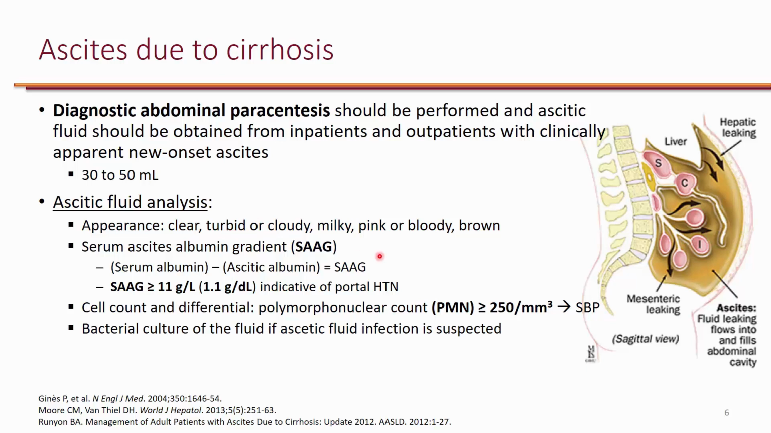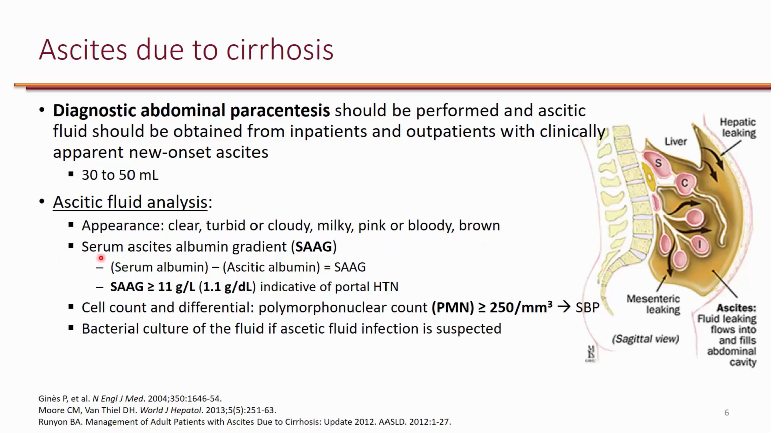It can also appear milky if there's a lot of triglyceride in there, because not all ascites are due to cirrhosis, but if it is, for example, due to biliary problems or pancreatitis, it can actually have triglycerides in there. So that can distinguish for other reasons. And of course, if it's bloody or if it's really dark, it can mean different things.